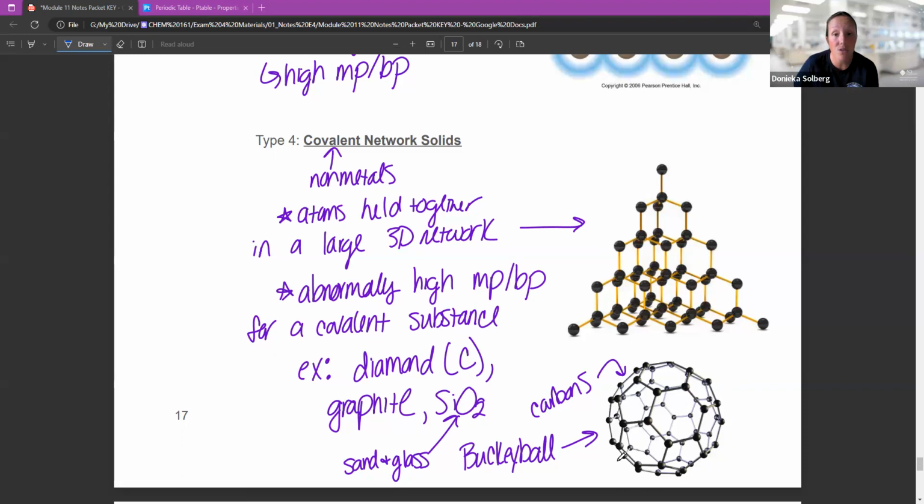Also, these are really cool. It's called a buckyball. You've probably seen a toy ball like this. These are actually things that chemists have made. It's a bunch of carbons bonded together in this really cool 3D structure. It's called the covalent network solid because of its 3D structure. So anytime you notice something that has an unusually high melting point, but is a covalent compound, it's a covalent network solid. Ones you should know are carbon and silicon dioxide.